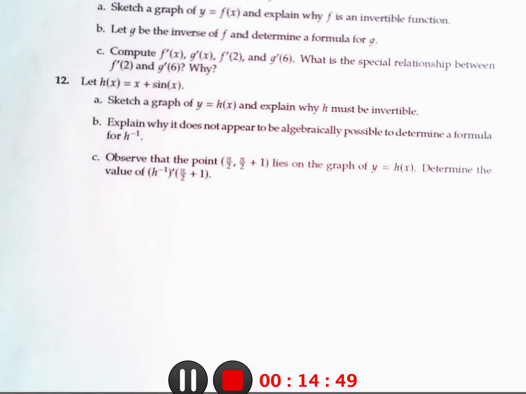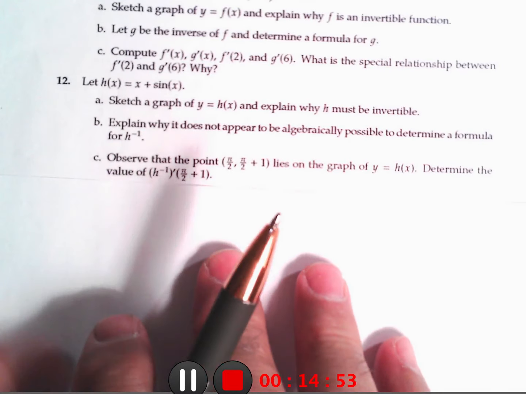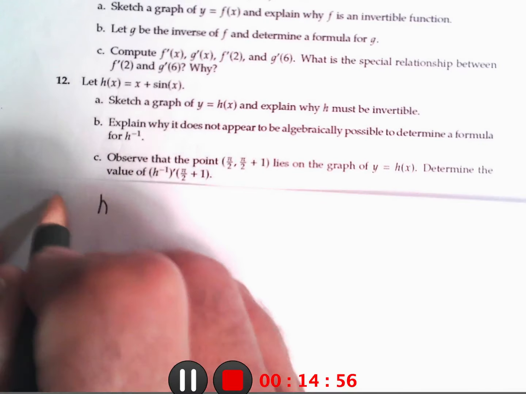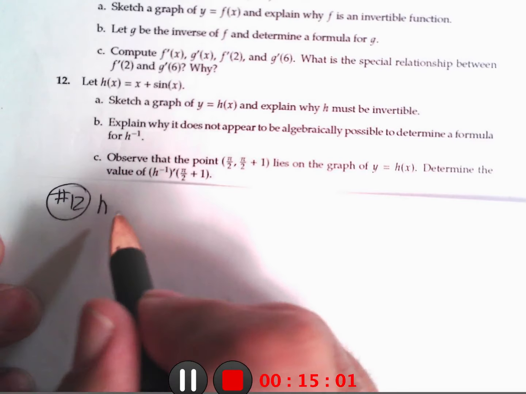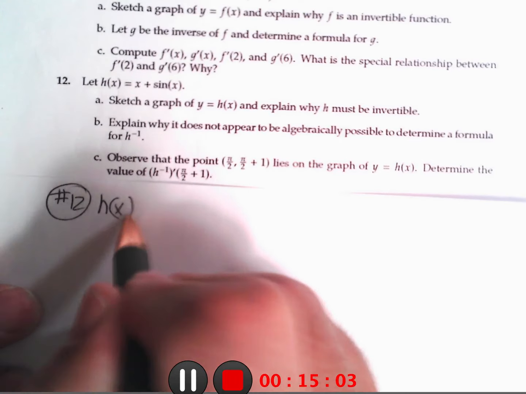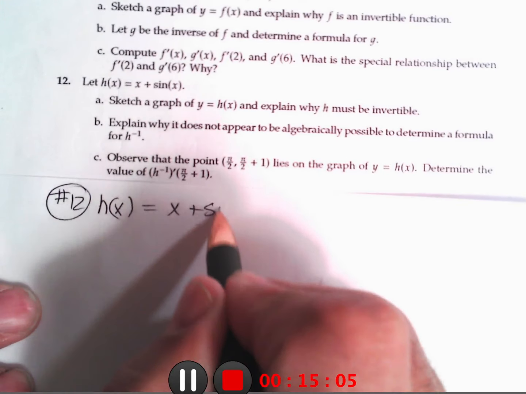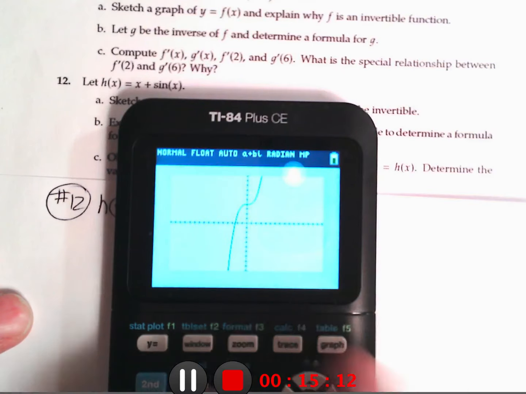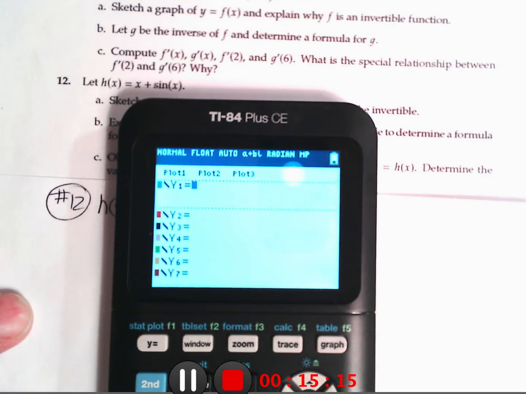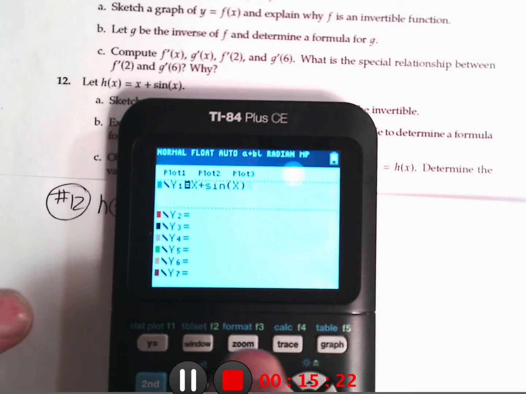Okay, number 12. So, we have h of x equals x plus sine x. And it says sketch a graph of that. X plus sine x.